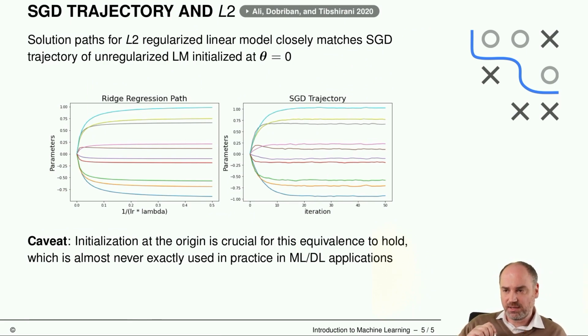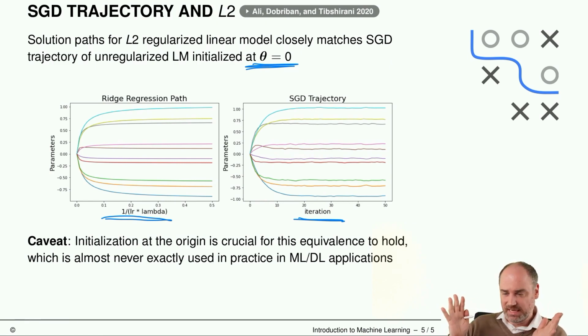On this final slide, this shows the solution paths for an L2 regularized linear model. I show how the coefficients develop over the iterations of the model optimized with stochastic gradient descent when it's initialized with the theta equals 0 vector, versus how the coefficients develop when I do ridge regression, and I put this 1 divided by learning rate times lambda on the x-axis. These coefficient paths actually nicely coincide.